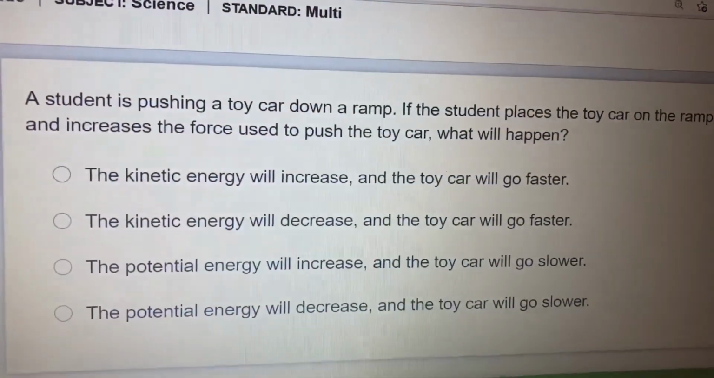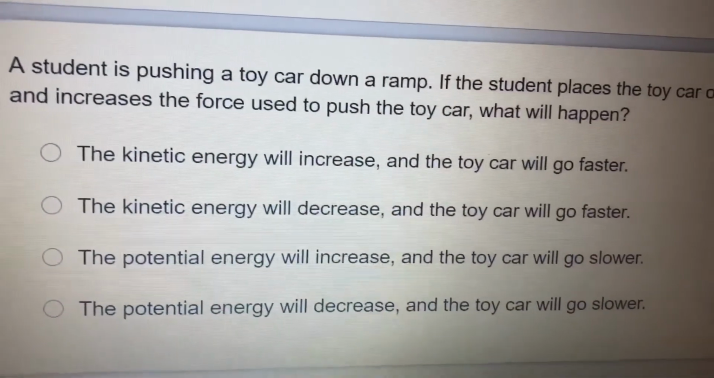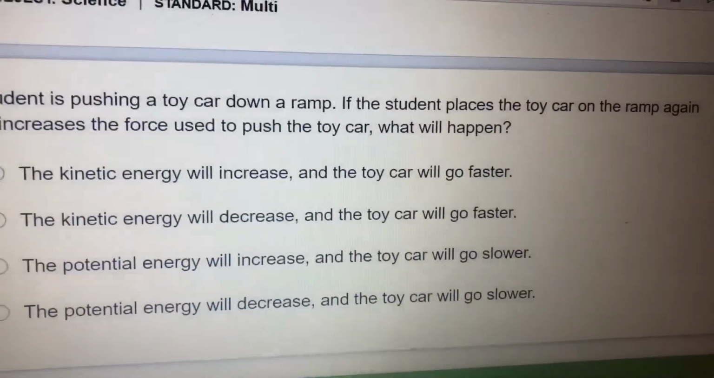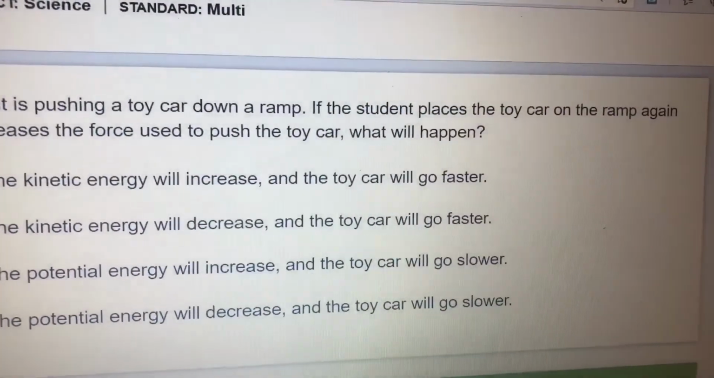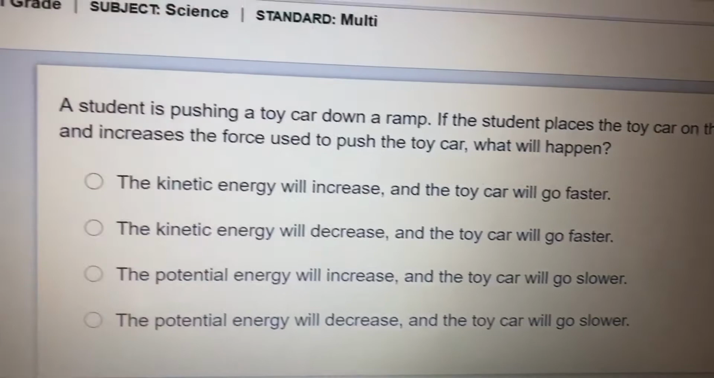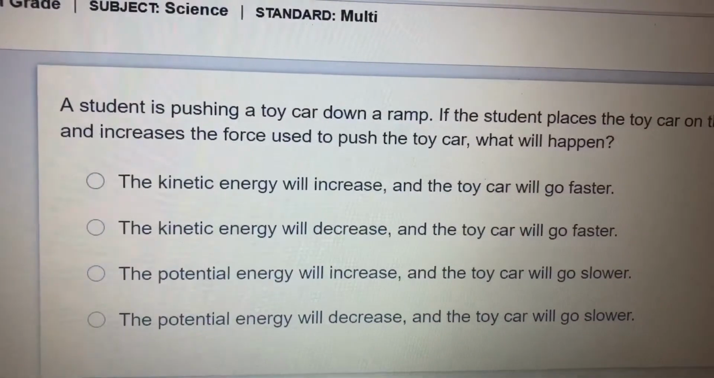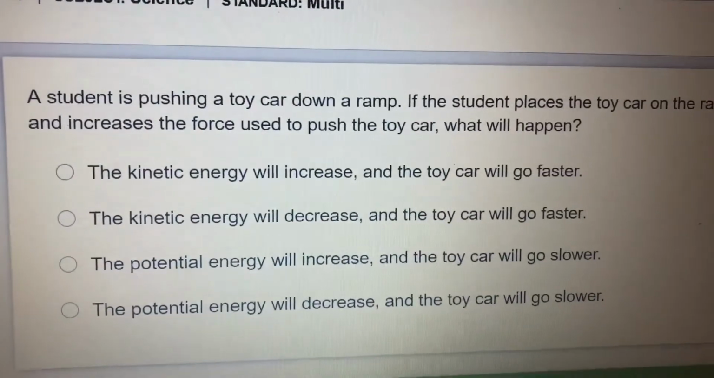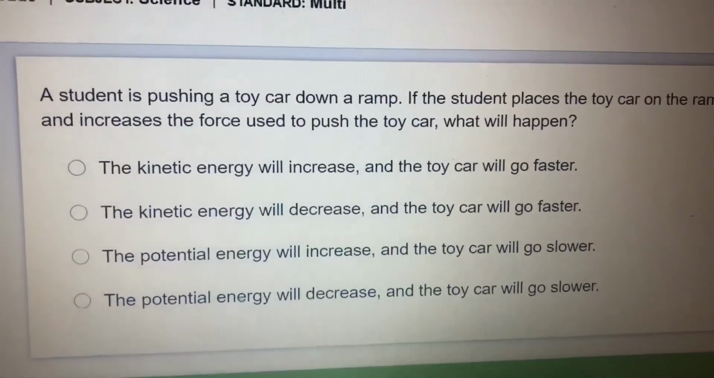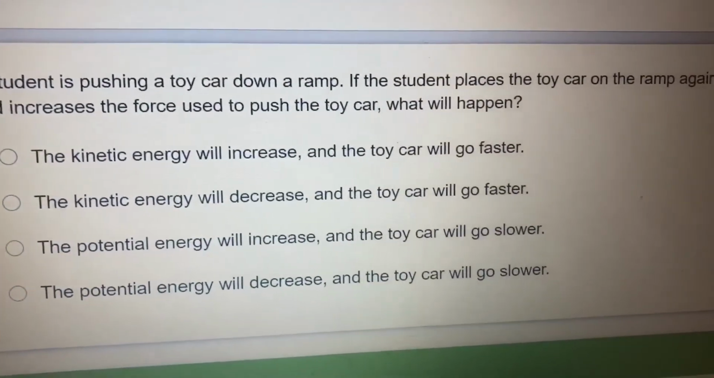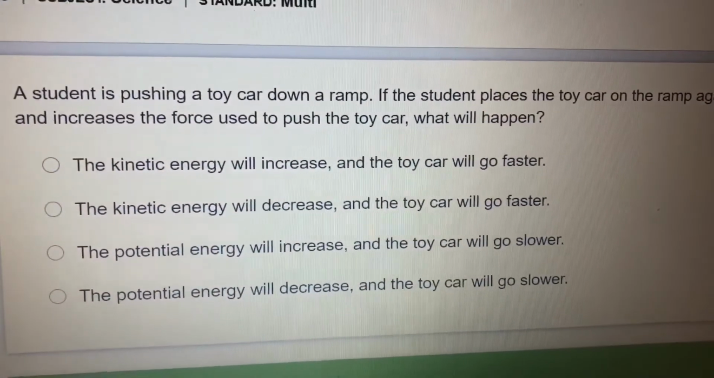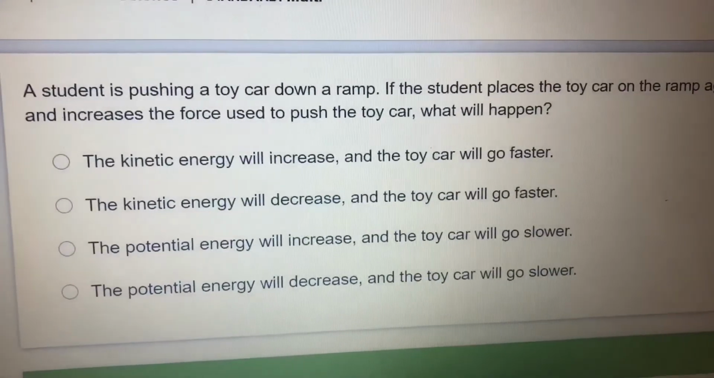So let's look at this question. A student is pushing a toy car down a ramp. If the student places the toy car on the ramp again and increases the force used to push the toy car, what will happen? Okay, so first, let's read it one more time. A student is pushing a toy car down a ramp. If the student places a toy car on the ramp again and increases the force used to push the toy car, what will happen?